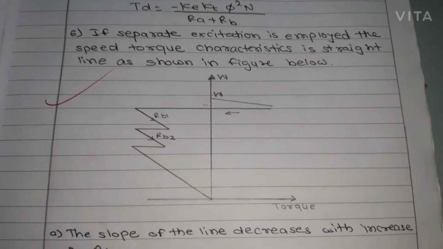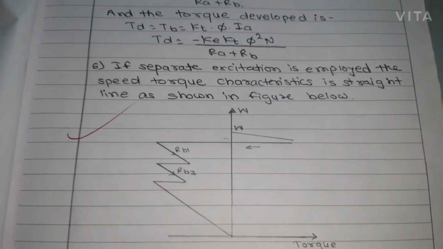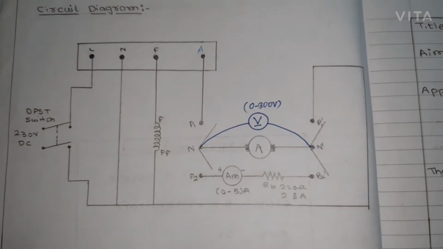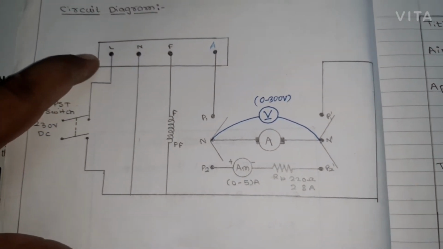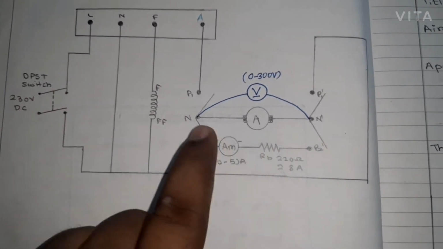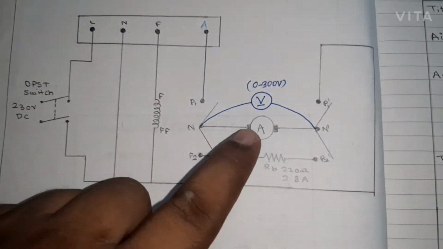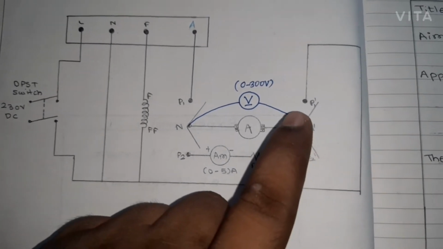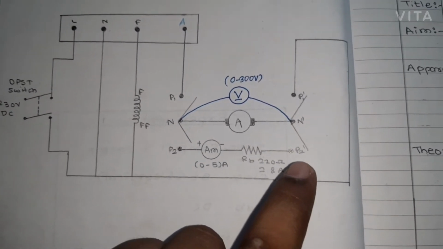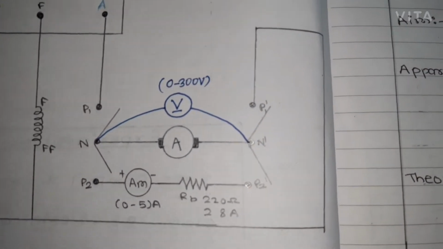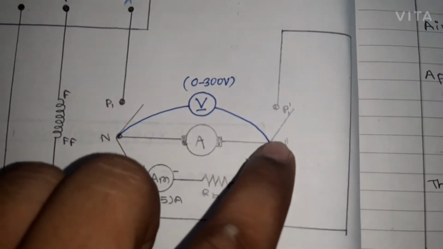Now I'll show the practical connections. This is the arrangement. We have to use a starter to run the machine, so these are connections along with the starter. Then we need a changeover switch. These three terminals, P1, N, P2, and P1 dash, N dash and P2 dash are the terminals of the changeover switch. The armature is connected between these two terminals.